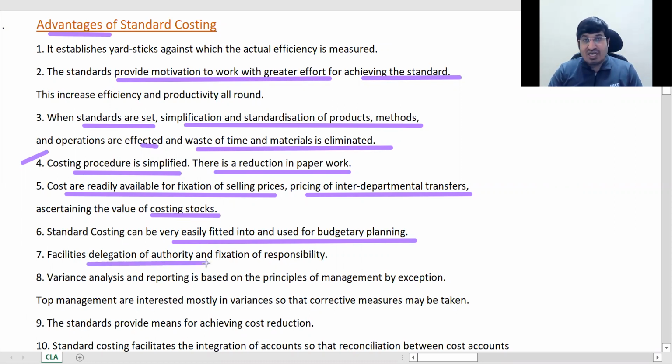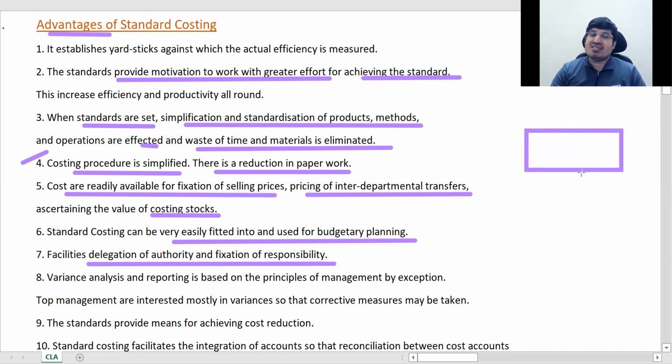Facilitates delegation of authority and fixation of responsibility. When a standard costing system is in use, for each of the variances there is someone who is responsible. If there is an inefficiency in something, there will be someone who is responsible. One theory of management is that for anything, you have to make a human being responsible. If anything good or bad happens and you can make a human being responsible, the chances of it getting addressed become much, much more.